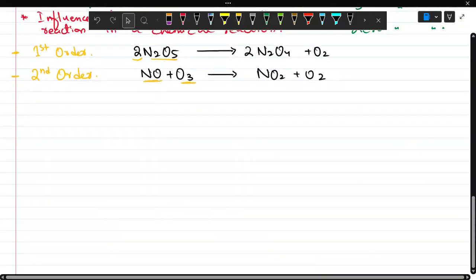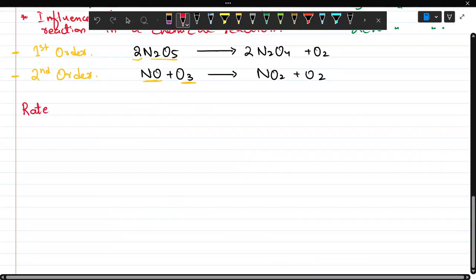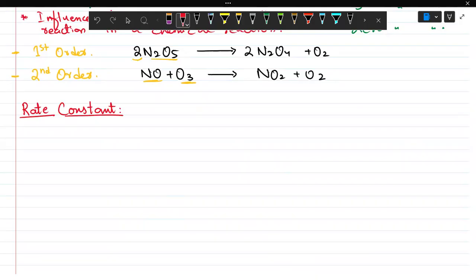Okay, let's see what we have here, that is known as the rate constant. Actually, I forgot to explain this thing earlier. I need to explain this to you. What is rate constant here? What is rate constant? Okay, let me tell you that.